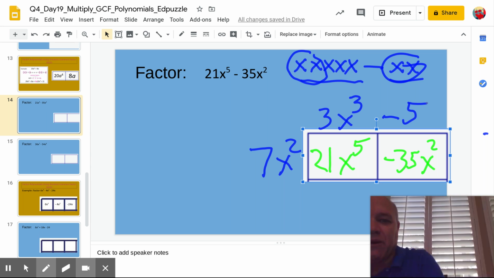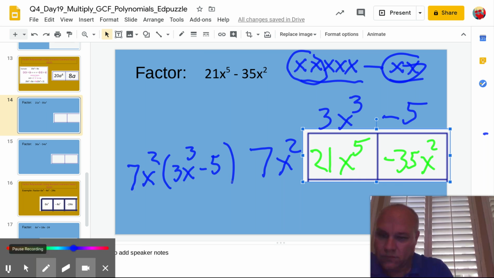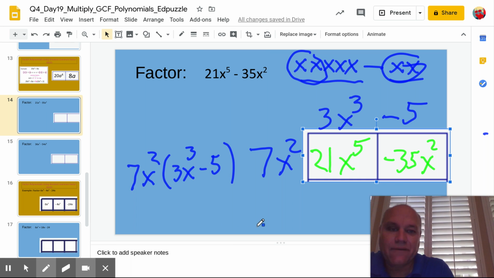So then, how do we write out our final answer? I'd like you to give me the final answer. I hope you told me 7x squared, and in parentheses, the 3x cubed minus 5, close parentheses.